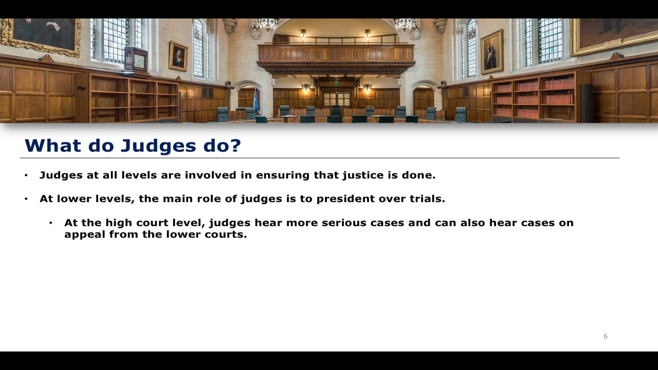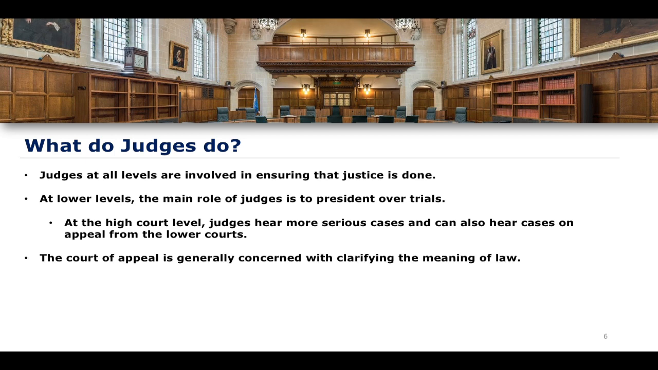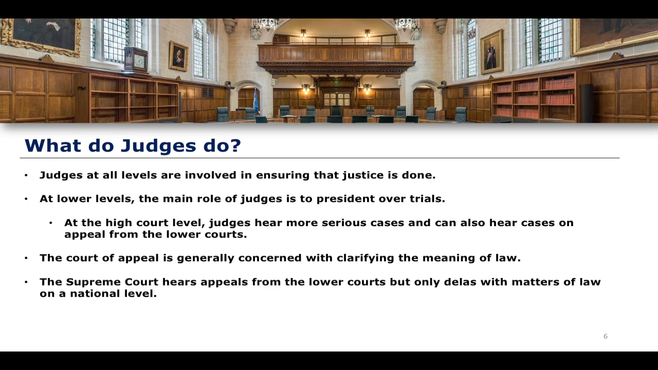At a higher court level, judges will hear more serious cases, and cases that are on appeal from lower courts. The Court of Appeal and the Supreme Court are almost entirely adjudicating over matters of legal interpretation, matters of law, not matters of fact. So the Court of Appeal and the final court of appeal, the Supreme Court, are generally concerned with the clarification of the meaning of law. The Supreme Court will hear appeals from lower courts, but will only deal with matters of law on a national level.